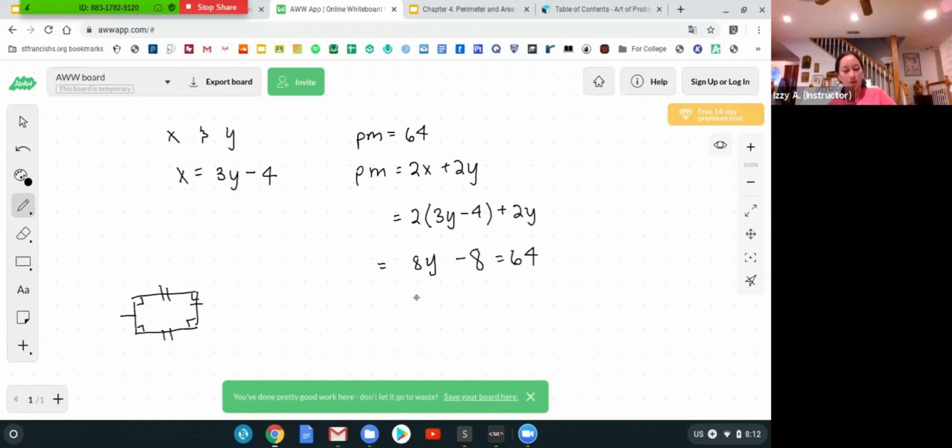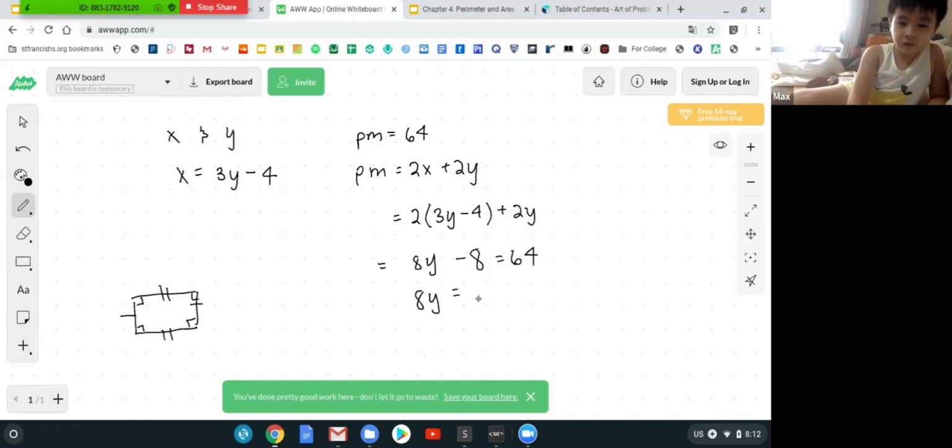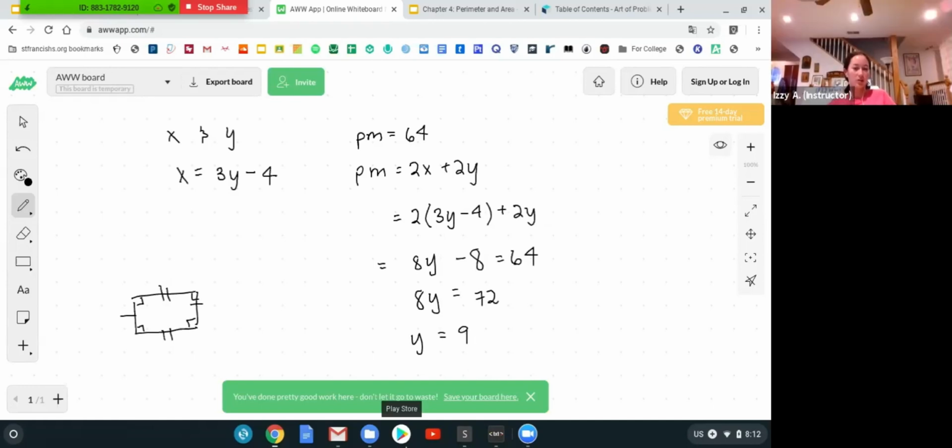So if we do algebra, we get 64 plus 8, divided by 8, so y is going to equal 9. And if we know what y is, then we know what x is because we can plug it back into the original equation that we had with x. So then we get 3 times 9, which is 27, minus 4, which is 23.